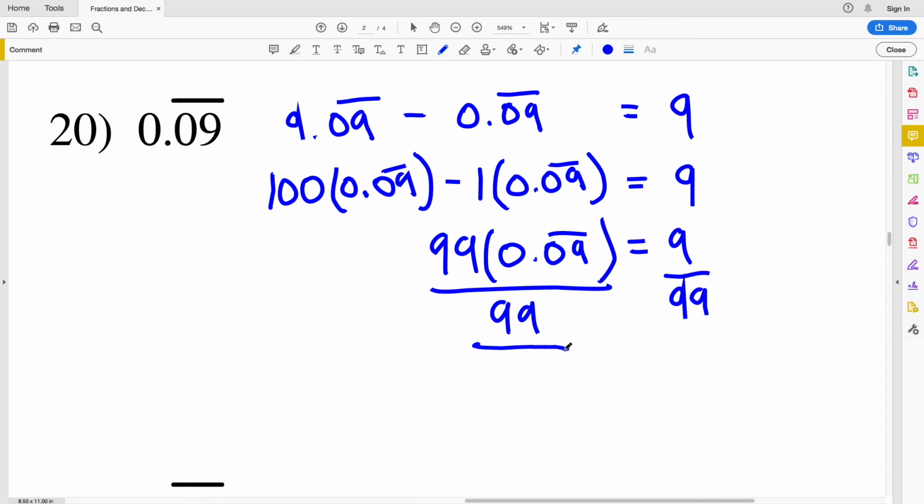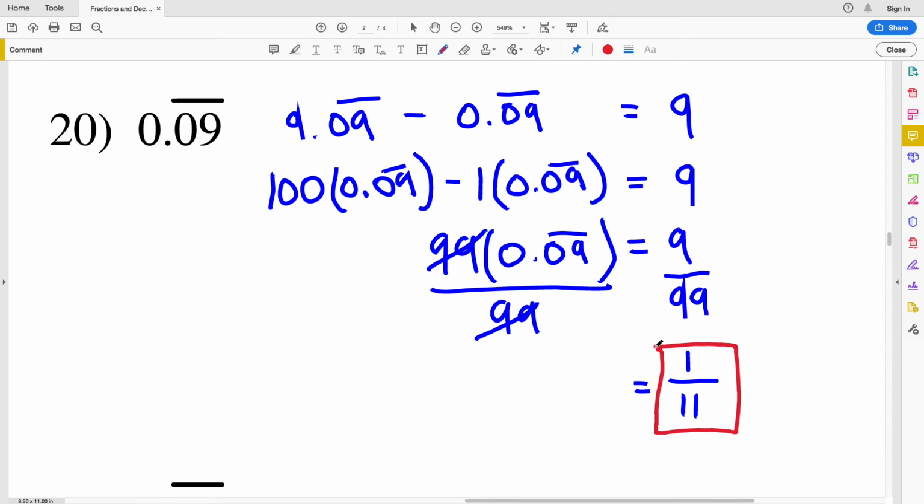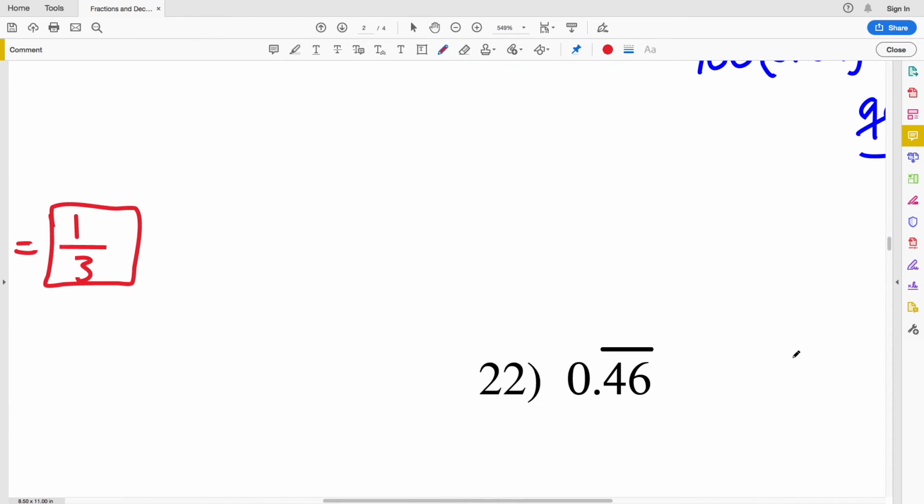Whatever we do to that left-hand side, we got to make sure that we do to that right-hand side in order to keep our equation the same. So 0.09 repeating is equal to 9 over 99. But 9 and 99 are both divisible by 9. 9 divided by 9 is 1, and 99 divided by 9 is 11. So 1/11 is our solution for number 20. Let's move on to number 21.